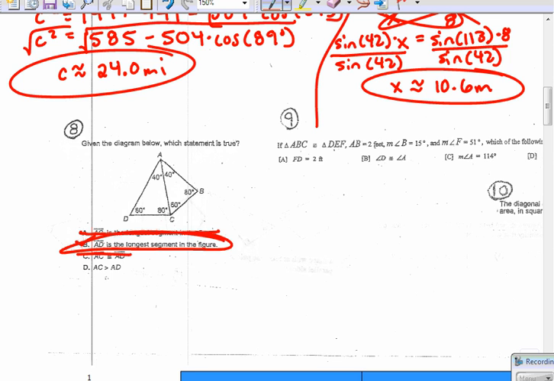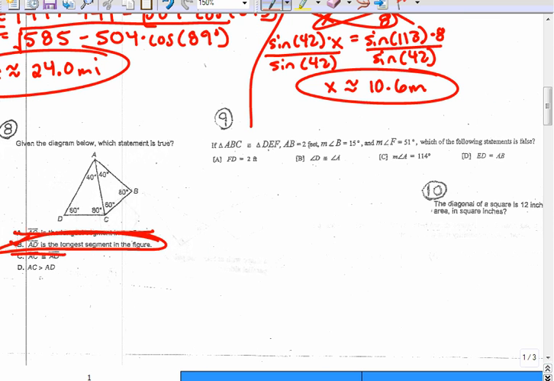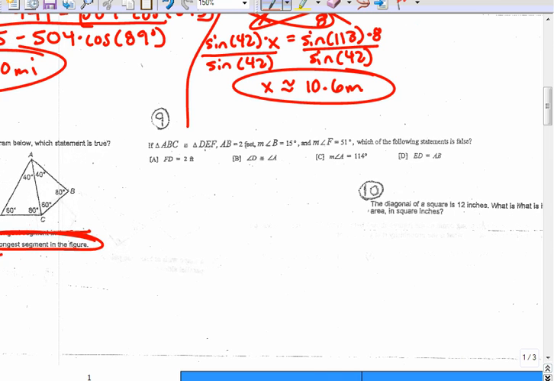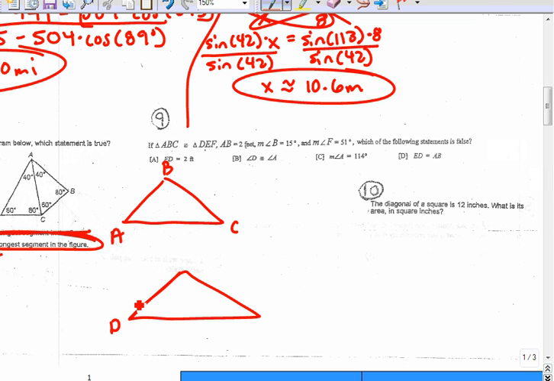If triangle ABC is congruent to triangle DEF, AB is equal to 2 feet. Okay, so let's draw this. So we have ABC, and we have DEF. AB is 2 feet. The measure of angle B is 15 degrees. And the measure of angle F is 51 degrees. Which of the following statements is false?